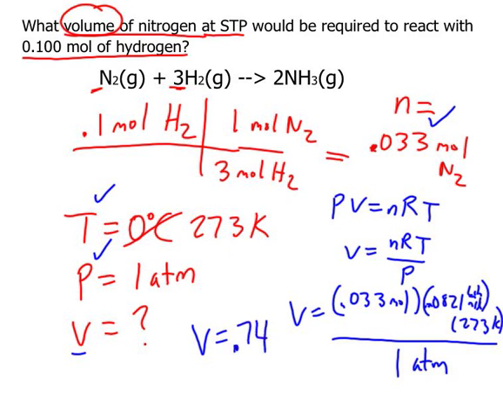Remember, the units, if I do this out, will be in liters. So that is how many liters of nitrogen gas can react with 0.1 moles of hydrogen at standard temperature and pressure. If the conditions were different, if say this was 2 atmospheres of pressure, this volume would be different. So it's really important that we specify that.